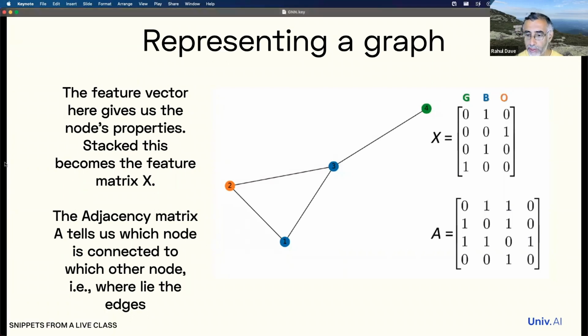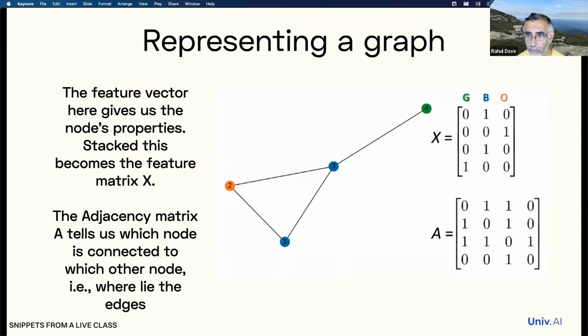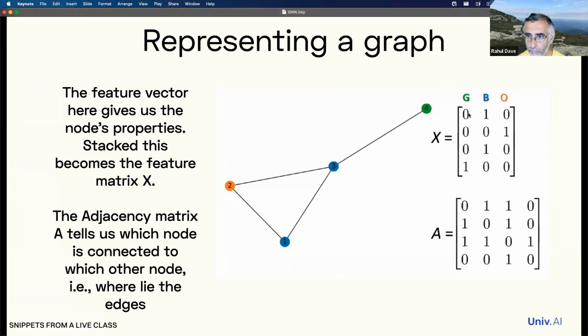So you get 0, 1, and 0 up there. Node number 2 is the orange node out here. So you get 0, 0, 1 as a feature vector associated with that node. Node number 3 is another blue, so it has exactly the same 0, 1, 0 feature vector associated with it. And then node number 4 is 1, 0, 0 because green is the first thing. This is the way we just listed it: green, blue, orange.